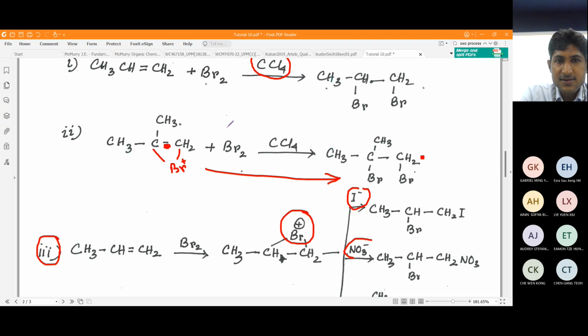And then, because this is the bromine molecule, right? A bromine molecule is two atoms. So here one will become slightly positive and the other slightly negative charge. This negative charge is going to attach later on here. It will break, and then the final product is being produced.